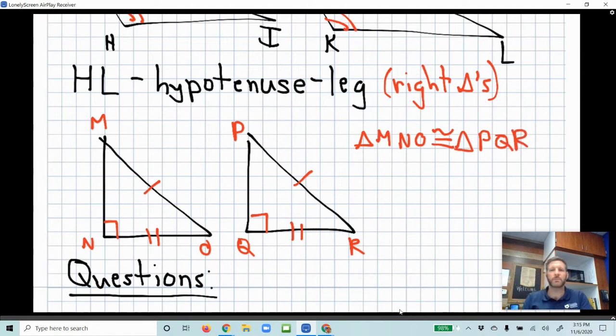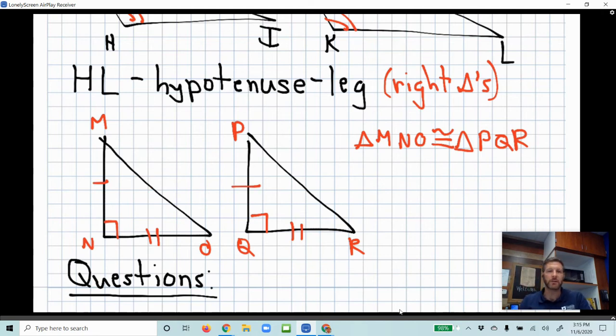And so there still is 3 pieces of information here, just like all the others. You got the 2 sides. One has to be a hypotenuse, one has to be the leg, and then you have the right angle. Notice it cannot just be the 2 legs.